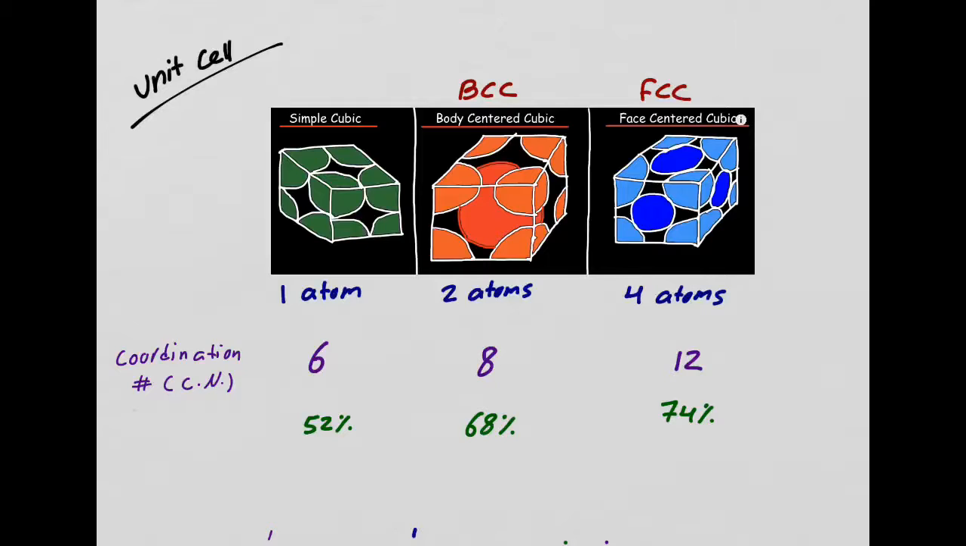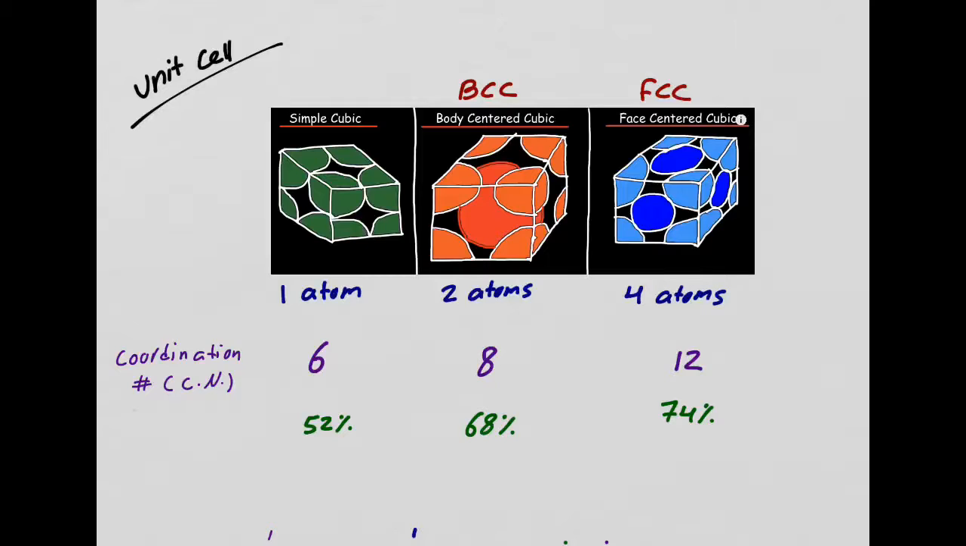Only 26% is going to be empty space and not used, and the atoms are going to be packed into 74% of the cube. And this is very nice. That means the atoms are packed in there pretty nicely, taking up 74% of the volume. So far, so good?